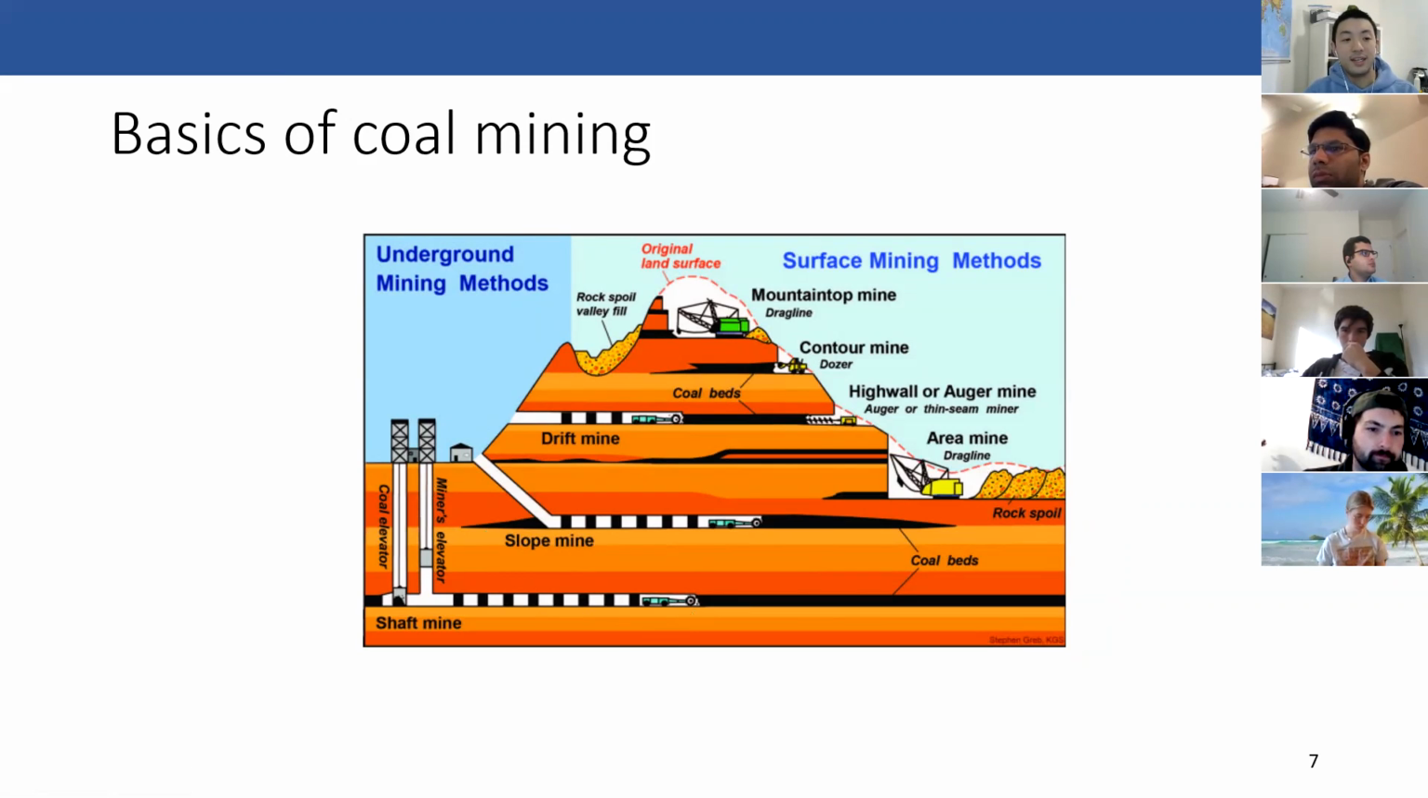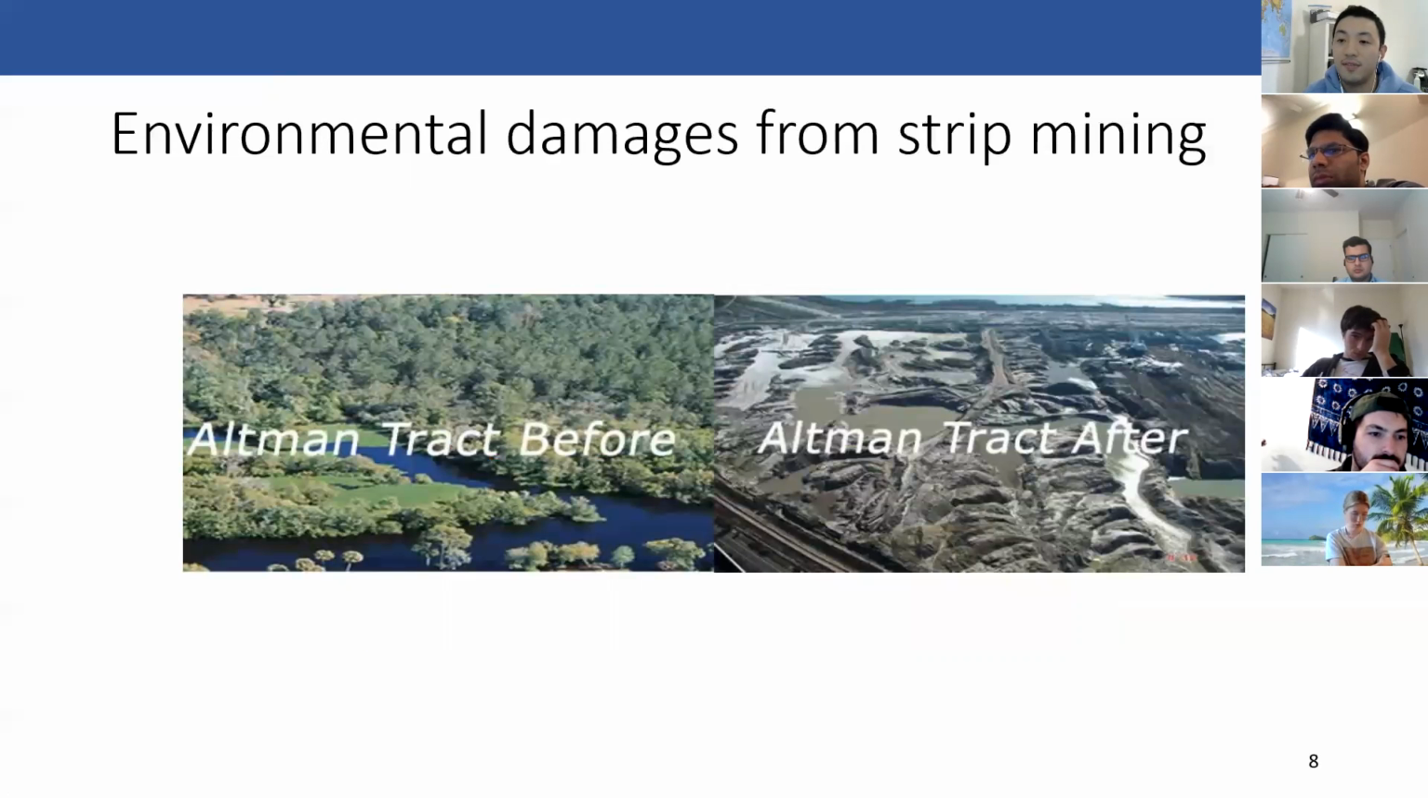Most of them, you'll notice that the coal beds are located in these striations horizontally, and so oftentimes you're digging horizontally through the land in order to get at the resources. It can result in a lot of environmental damages. So this is a picture of a specific type of mining called strip mining. And you can see this particular tract of land as a before and after. And so the local impacts can be quite severe.